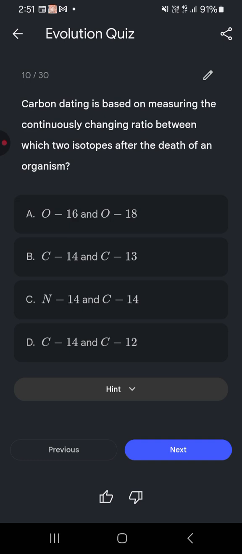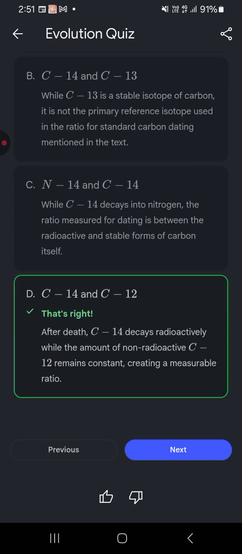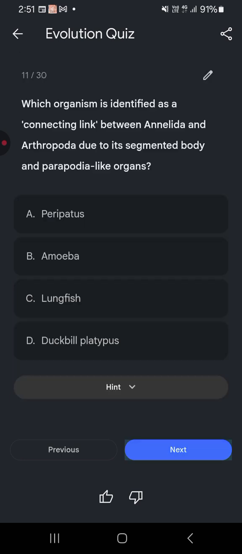Carbon dating is based on measuring the continuously changing ratio between which two isotopes after the death of an organism? The correct answer is C14 and C12. After death, C14 decays radioactively while the amount of non-radioactive C12 remains constant, creating a measurable ratio.